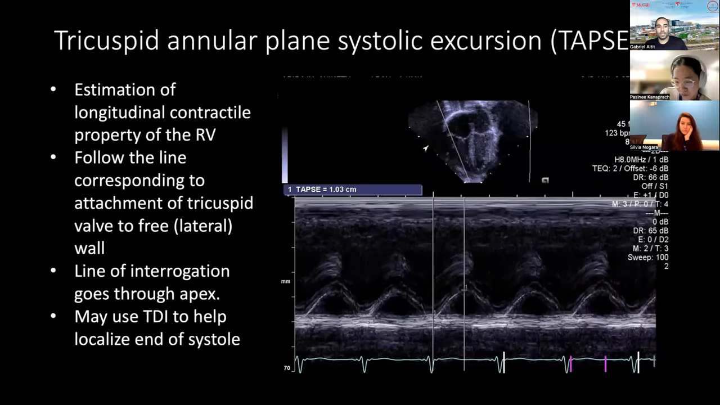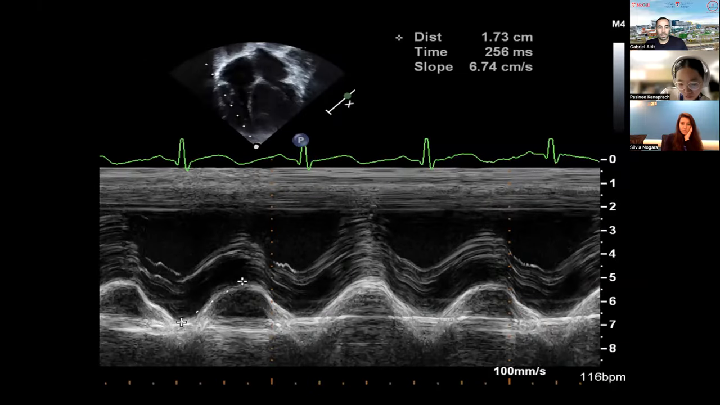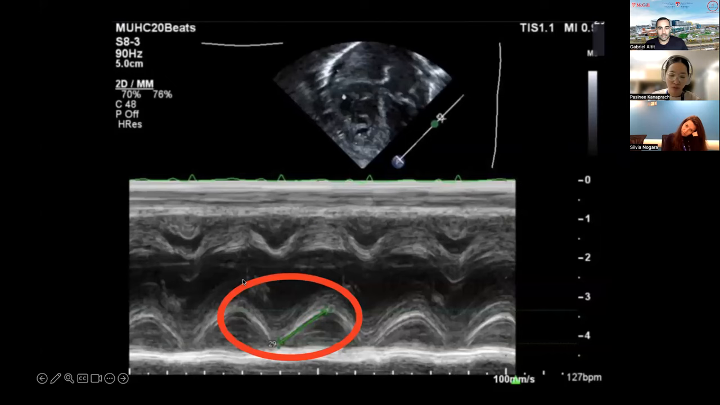Okay, so these are examples of TAPSE. So basically you have to picture the line and then follow your line on your M mode. And then you do your measurements, which is going to give you a distance. So I have my line here, and then you can see that there's many lines, right? I would take the bright line that corresponds to the attachment of the tricuspid valve, and I would follow my line, and I go from systole to diastole.